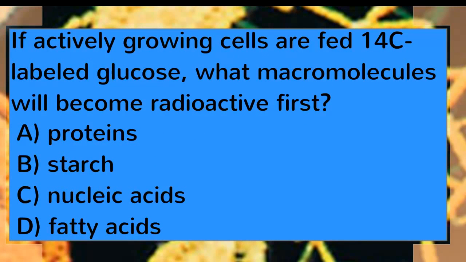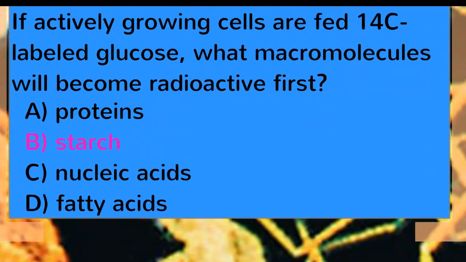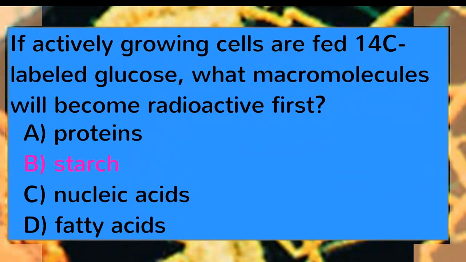Now let's test our knowledge. If actively growing cells are fed 14 carbon labeled glucose, which basically means we've radioactively tagged the glucose so we can detect it on imagers, what macromolecules will become radioactive first? Pause the recording and think about this. Where have we been talking about glucose so far? Good job! Starch is a carbohydrate, hence the reason why we would see this show up first.